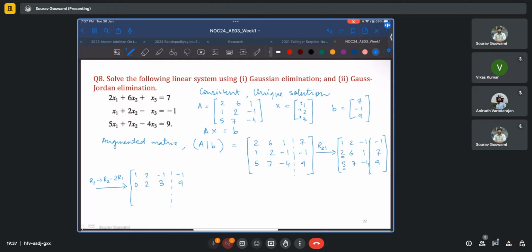And similarly, for the third row, I can have R3 minus 5 R1. So 5 minus 5 is 0. 7 minus 10 is minus 3. Minus 4 plus 5 is 1. And 9 plus 5 is 14. So this is accomplished. Now for the row reduced form, I know that the first non-zero entry should be 1. So I would like a 1 here. I will just multiply the second row by half.